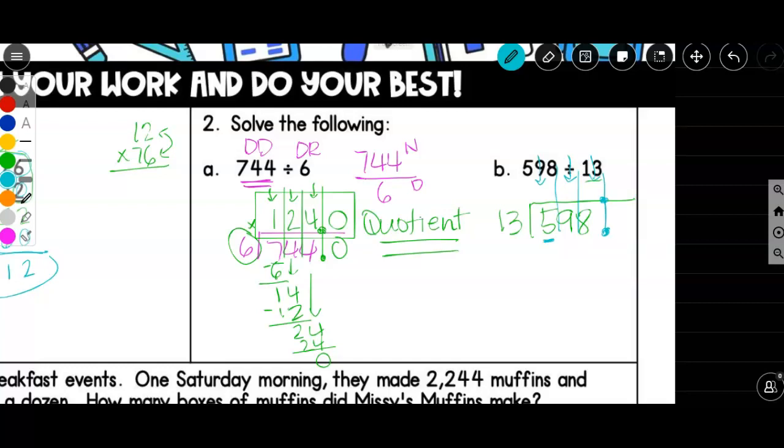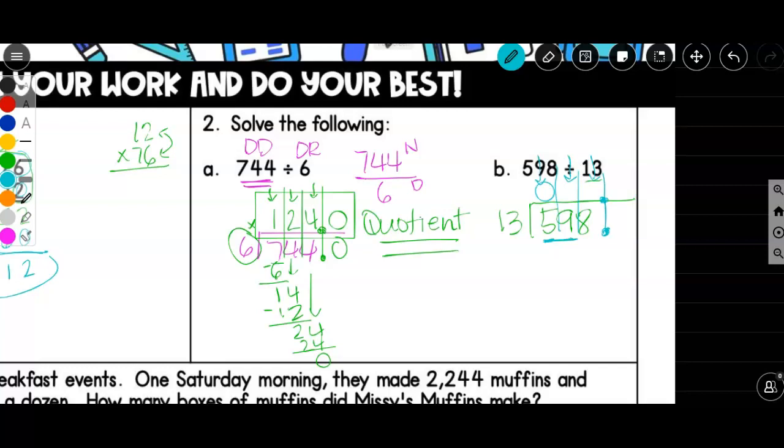If we have 500s, can we make a group of 13 with only 5? No, that is impossible. You cannot do that. We do not have enough. So if the answer is no, you write a 0 here. That holds your place value position. Okay, so then we just look at the next value. Well, let's regroup into 10s.